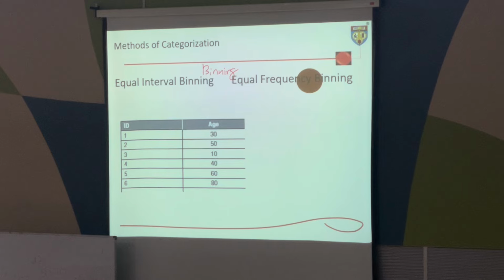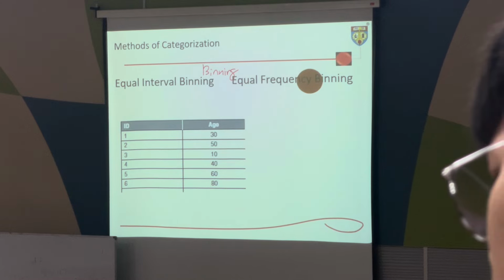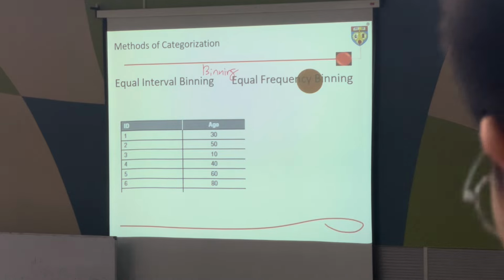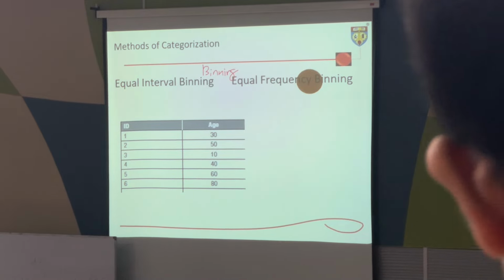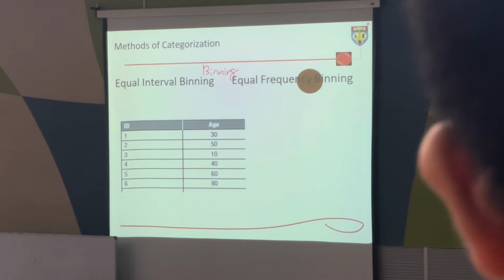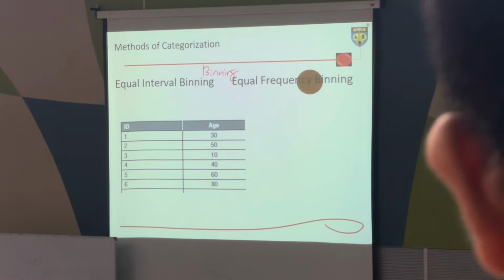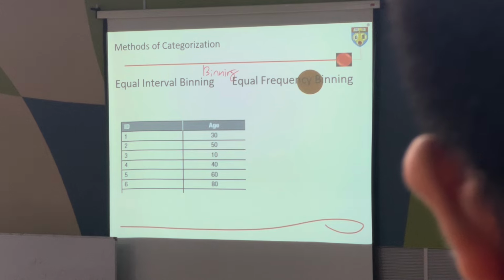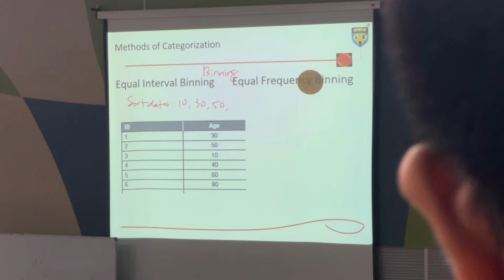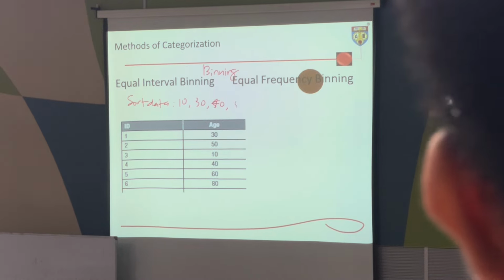assuming that this is your data set, let's say you want to do classification by using equal frequency. First thing is you need to sort your data in ascending order. So it becomes 10, 30, 40, 50, 60, and 80.